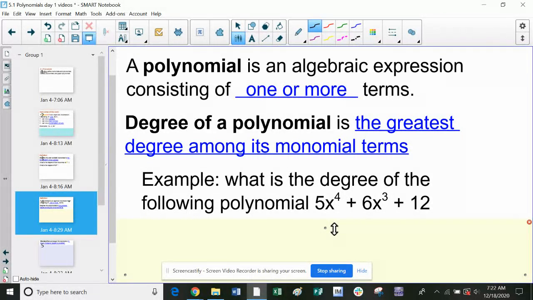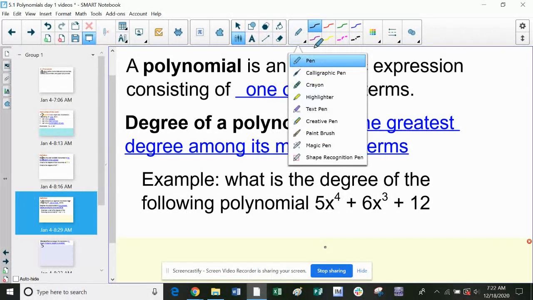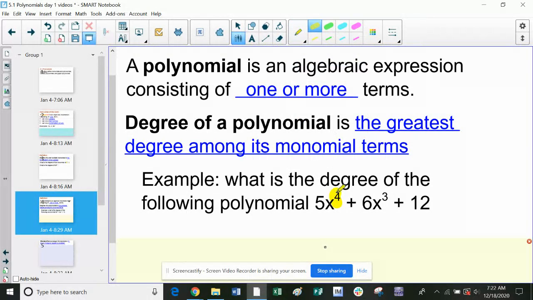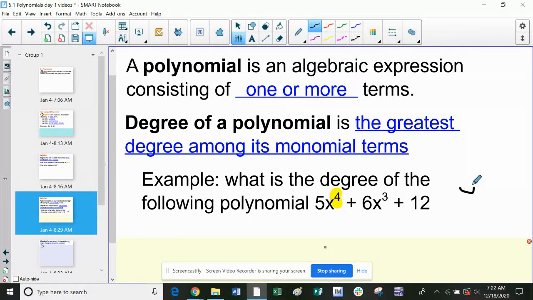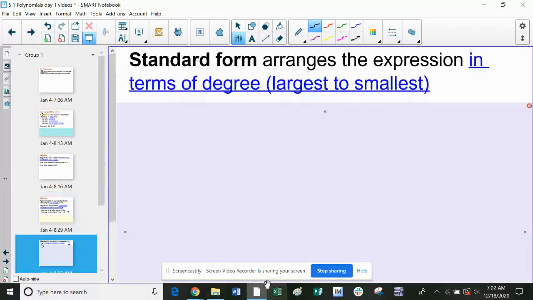For example, what is the degree of the following polynomial? 5x to the 4th plus 6x cubed plus 12. Well, take a look, find the biggest exponent. In that case, it's a 4. So this would be a degree of 4. And wow, that 4 looks like it was written by a 3-year-old. Any rate, you guys get the idea.